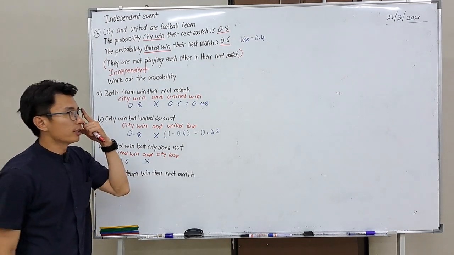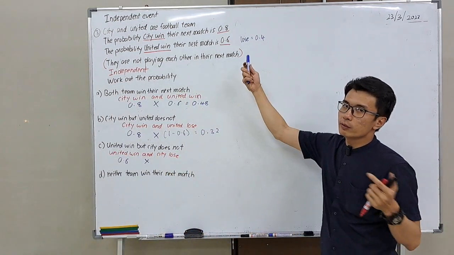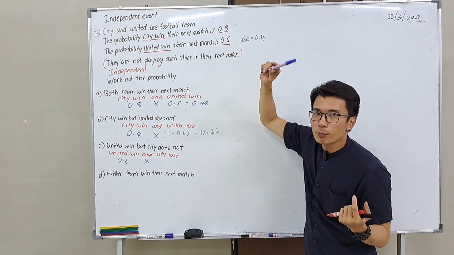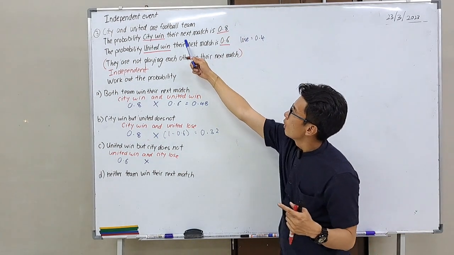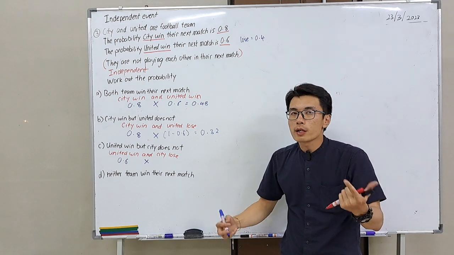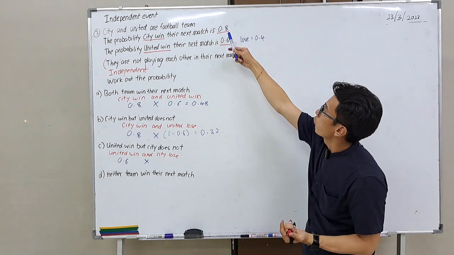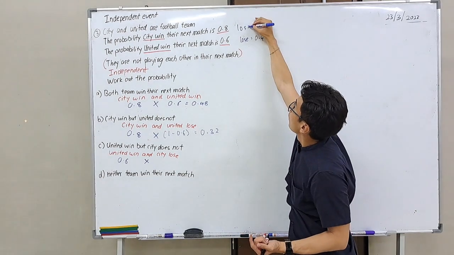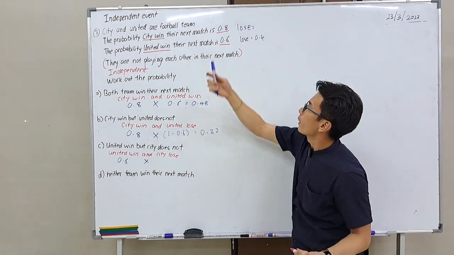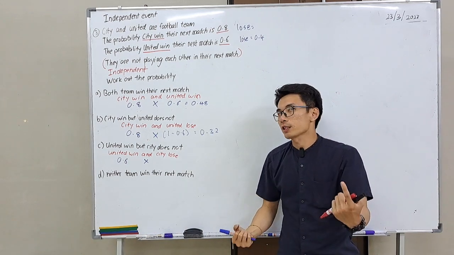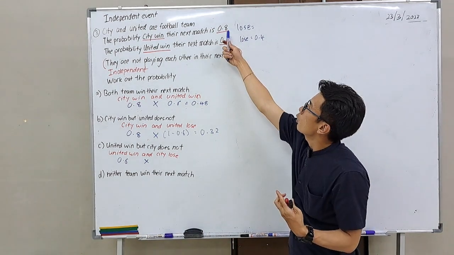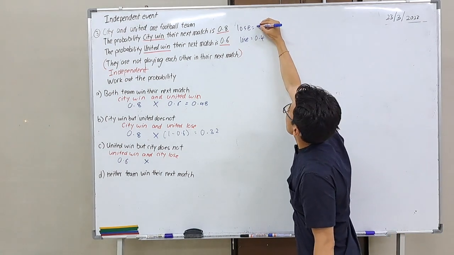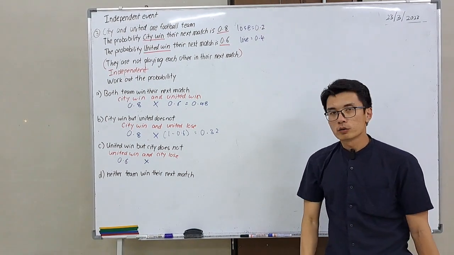What's the probability of City lose? Again, it's not given in the question, but we can find out based on our understanding of probability. In a match, you either win or lose, so they are mutually exclusive. To find the probability of lose for City, it's going to be 1 minus 0.8. 1 is the maximum probability. I subtract the probability of win, and I will get the probability of lose, which gives me 0.2.